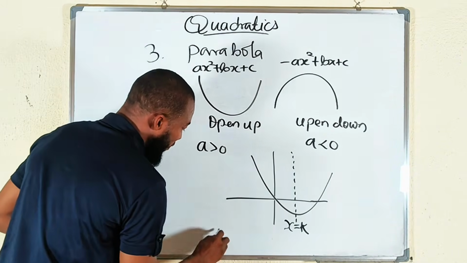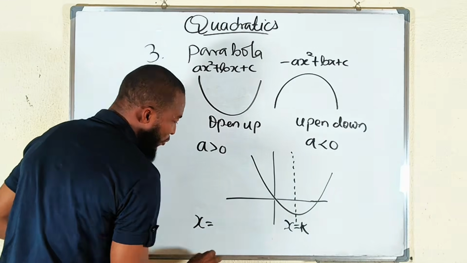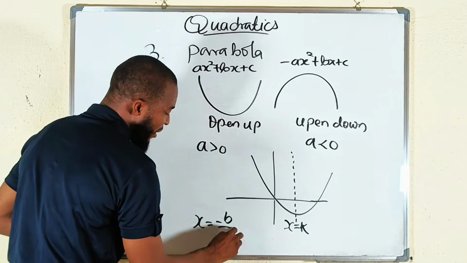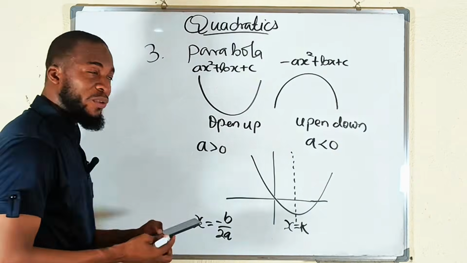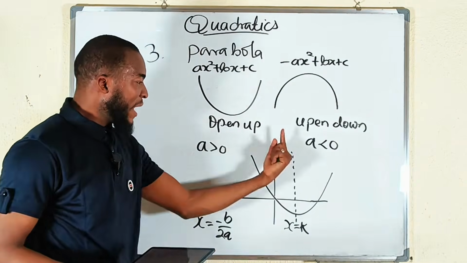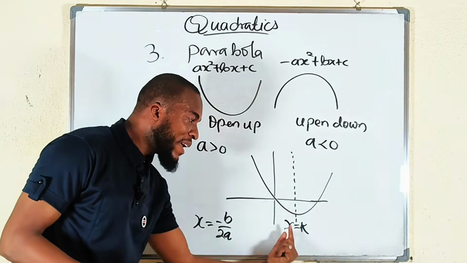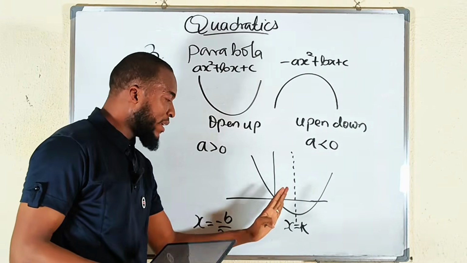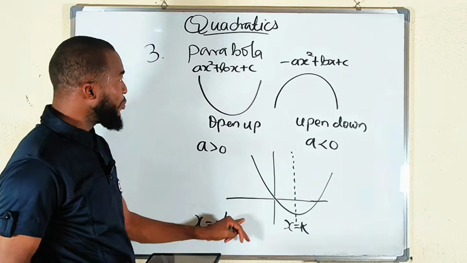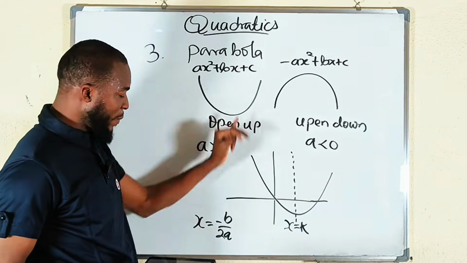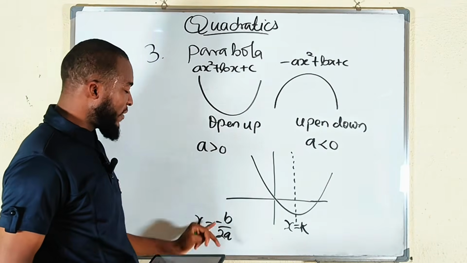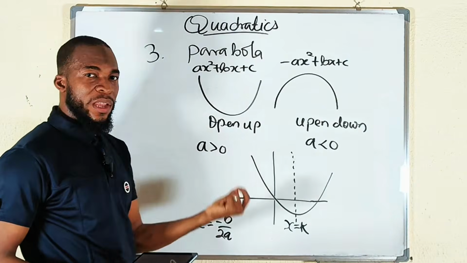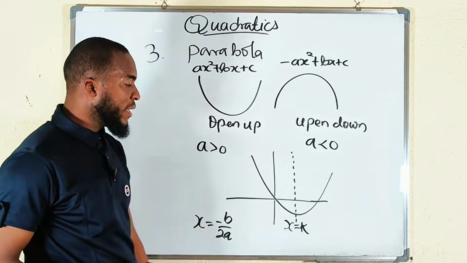You can always take this equation, x is equal to minus b divided by 2a. It's very important for your students to know this. Exactly the value of x, exactly the point where the curve is divided equally, is at this point. And what is b? b is the coefficient of x. a is the leading coefficient. Just take minus b divided by 2a. It will give you the value of x at that point.